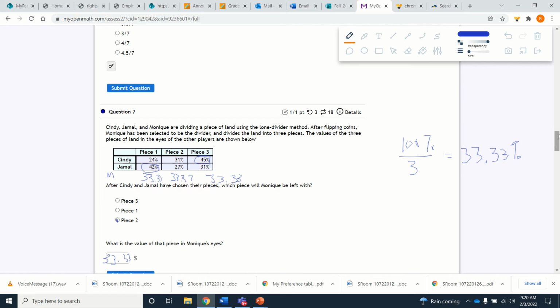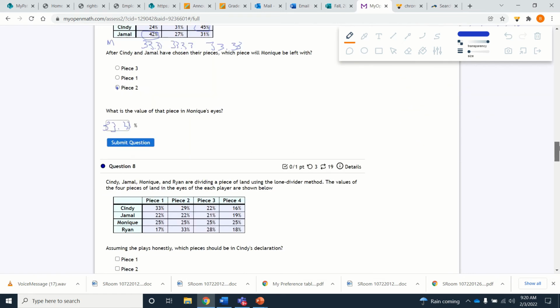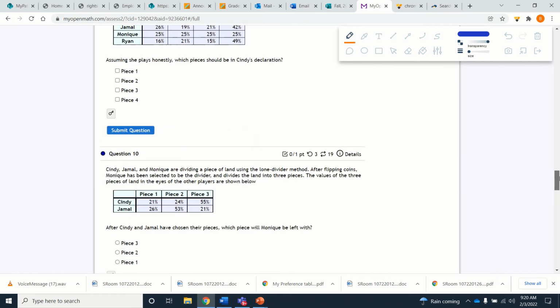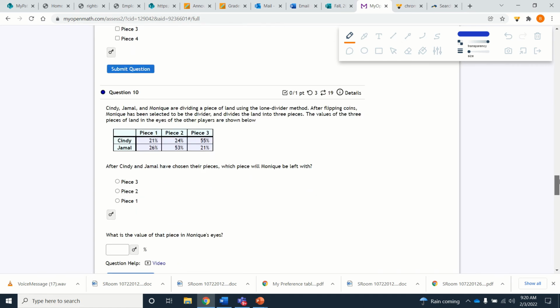All right. So let's just check 10 and see if it was different or not. We can always do an example of it. Yeah, so 10 is the same idea. In fact, it looks like the same kind of problem. Monique is the divider, and we just have to believe we'll get 33% again. Cindy will get this piece, Jamal will get this piece, which will leave Monique with piece number 1. And it will be 33.33% in Monique's eyes. So hopefully that helps you through these problems.